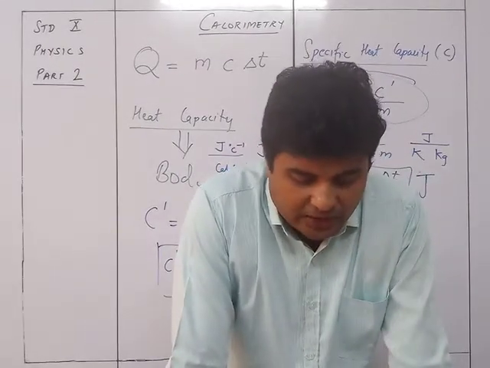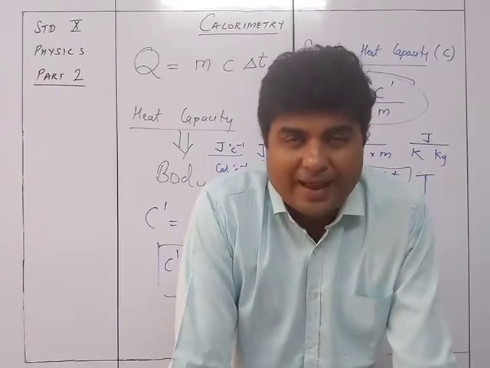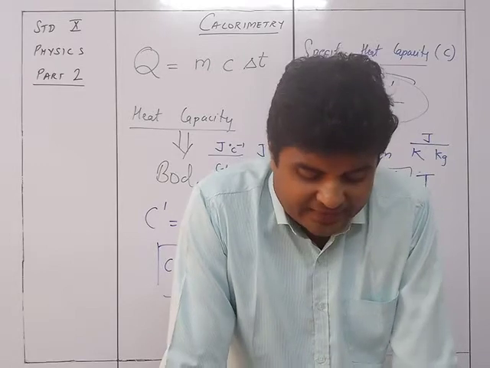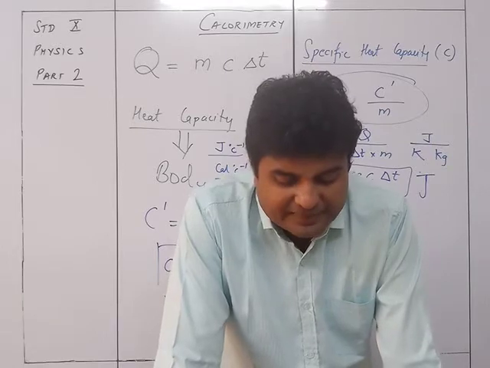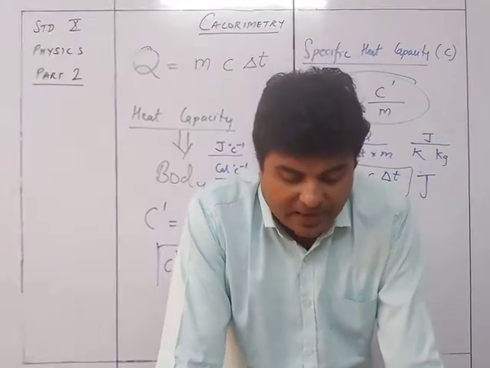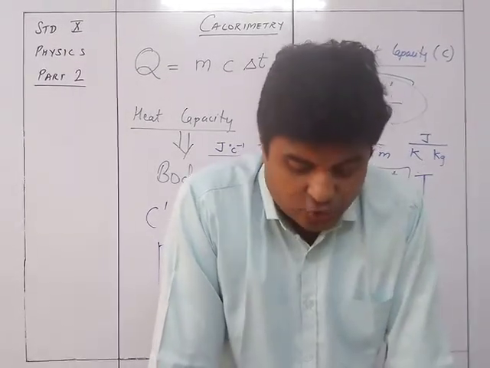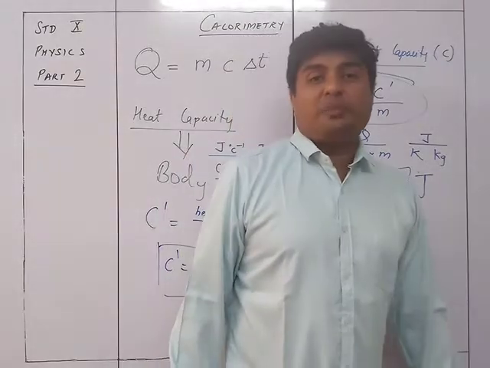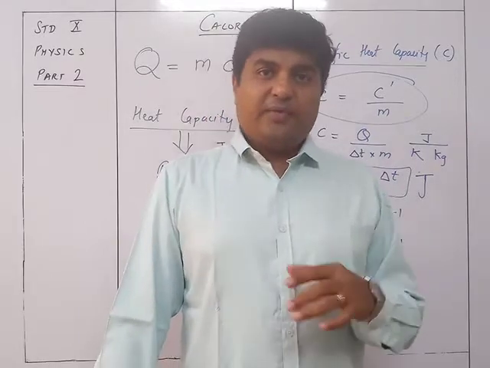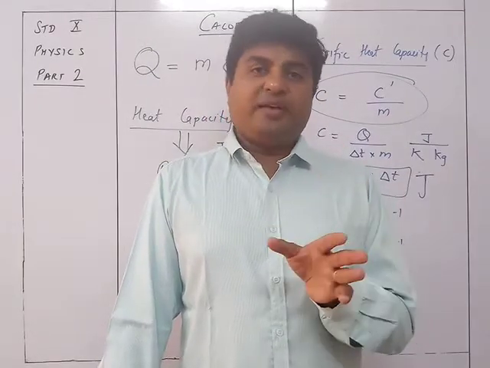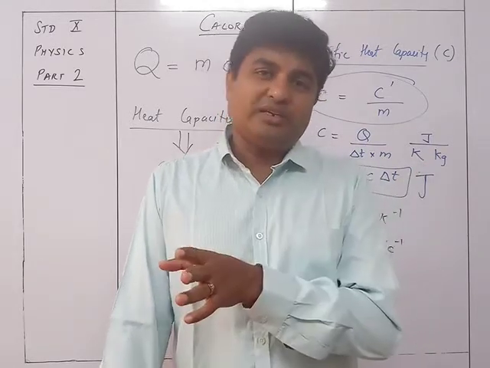Water has an unusually high specific heat capacity, 4200 joule per kg per Kelvin. The specific capacity of the same substance is different in its different phases. The specific capacity of water is 4200 joule per kg per Kelvin, of ice is 2100 joule per kg per Kelvin, and of steam is 460 joule per kg per Kelvin. So you can see that the specific heat capacity is different in different states: in the solid state it is different, in the liquid state it is different, and in the gaseous state it is much different.